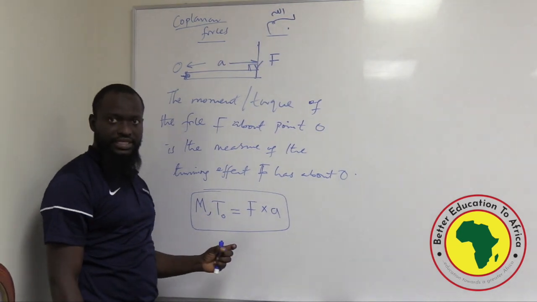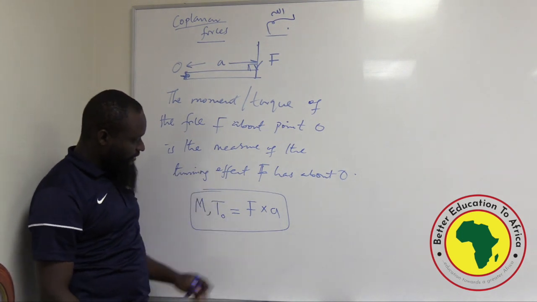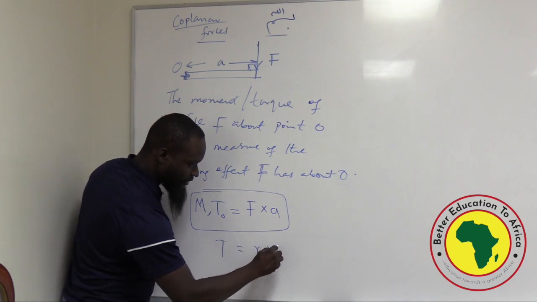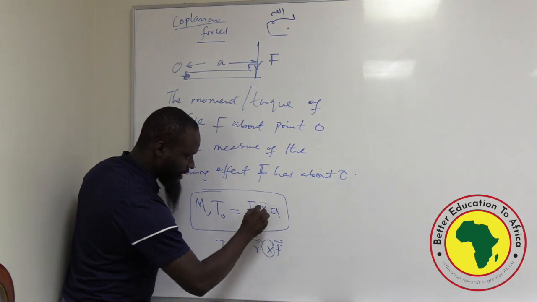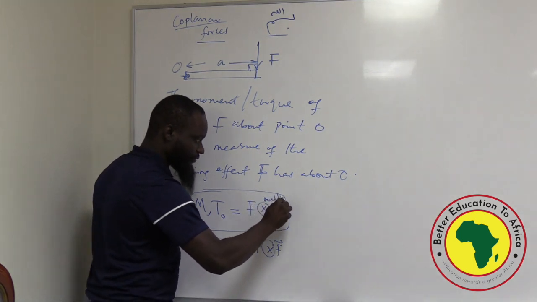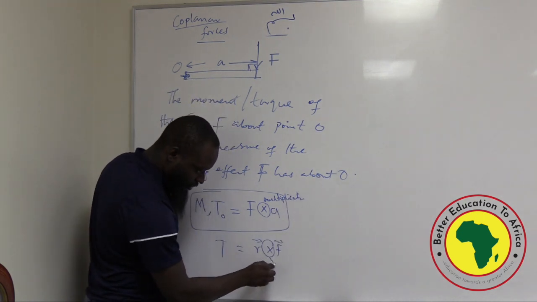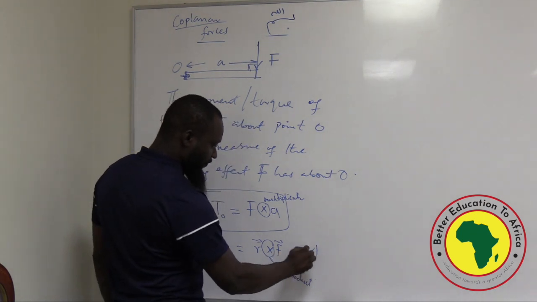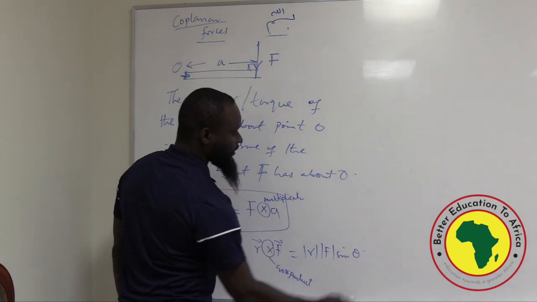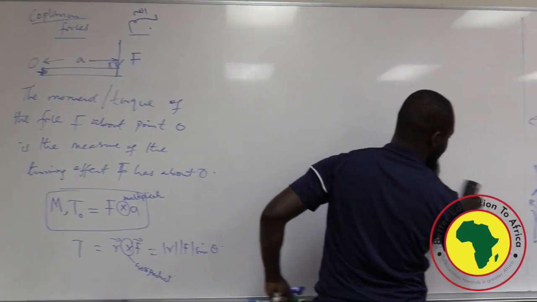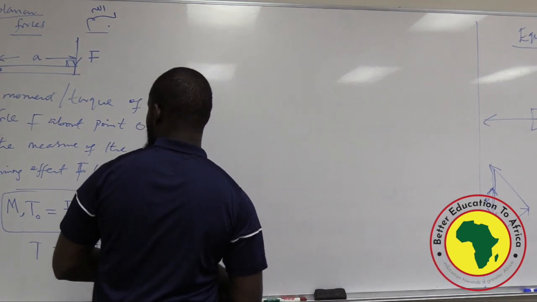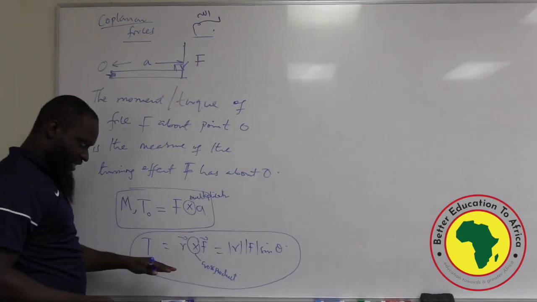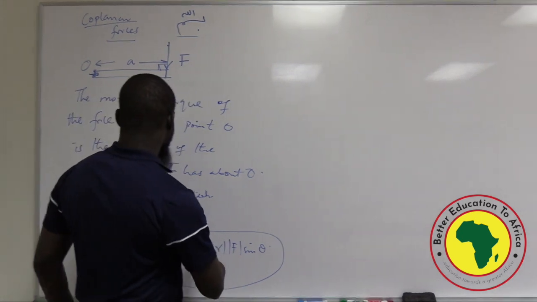In vector notation, we are going to replace this with, say, torque equals r cross F, where this is multiplication, and this is the cross product. The cross product is magnitude of r, magnitude of F, sine theta. Now we will leave this vector notation first. We'll solve the simple one and then we'll explain how this works. It's quite easy, so we'll just multiply.